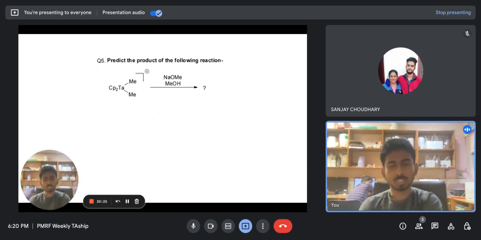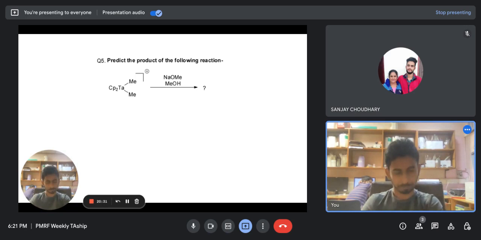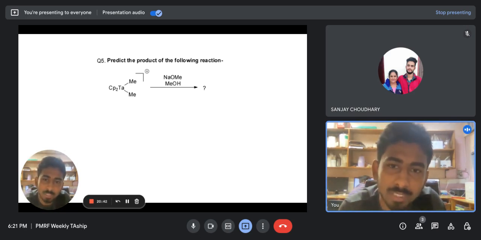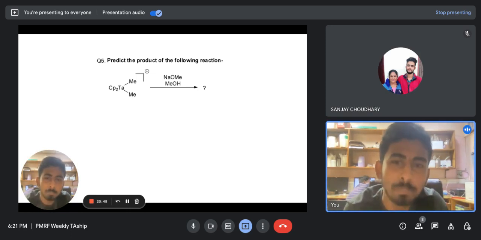So coming to the next question, this is a very popular question where a Schrock type of carbene compound will be formed. Here, the reaction is Cp2TaMe2. This compound has a positive charge on it. That is, Cp2Ta, when it is treated with sodium methoxide in methanol.